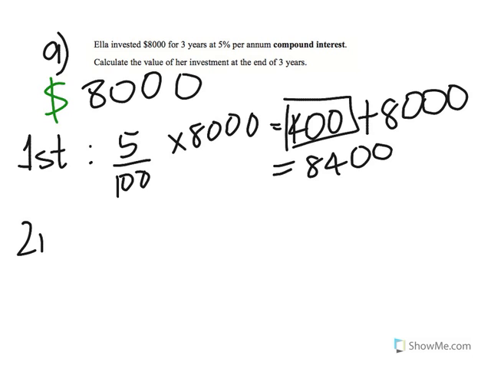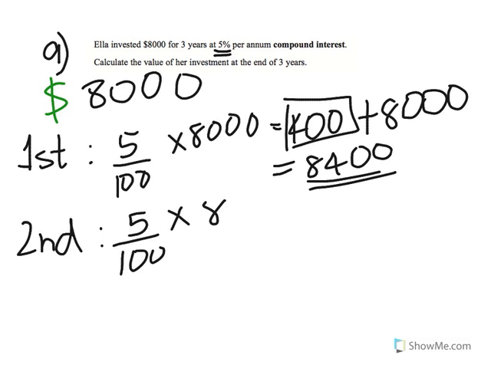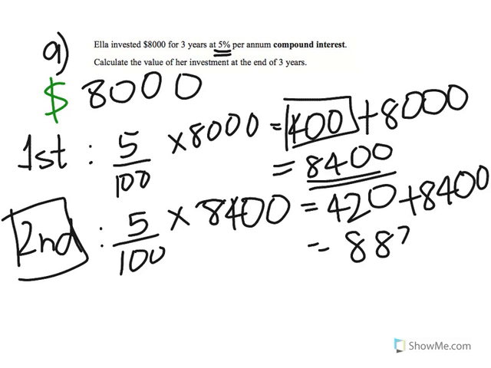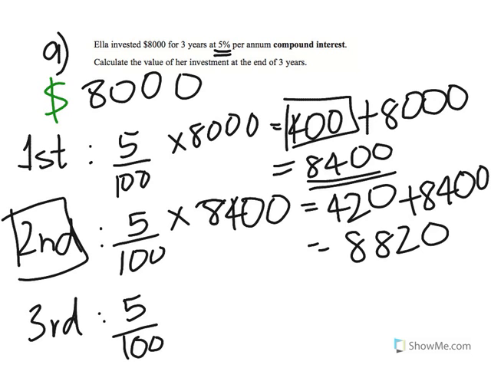So in the second year, she's going to get 5 over 100 again, the percentage, multiplied by the amount she has in the bank, which is now 8,400. And that'll give you an answer of 420. Meaning now she's getting 420 added to the amount she has in the bank at the start of the second year, which is 8,400. And so she'll have 8,820.